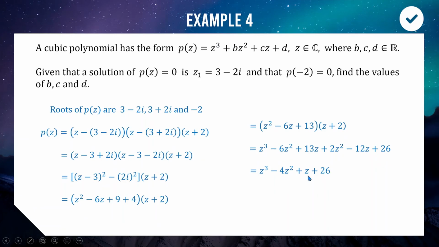So b is negative 4. We can see c is 1 and d is equal to 26. So there is the question done. On to the next one.